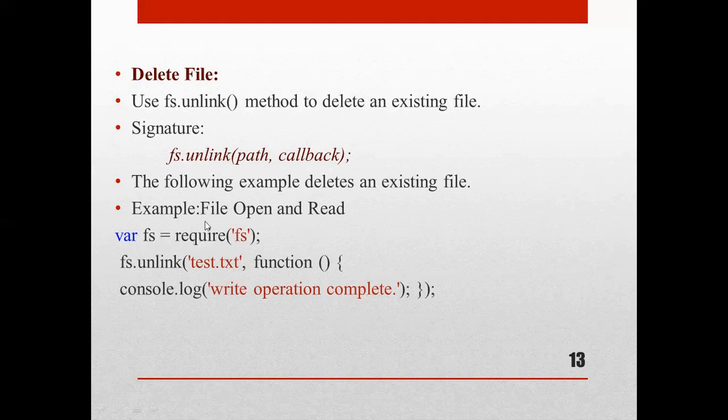First we have to import the fs module using the require function, then use fs.unlink. Inside the bracket, give the path or the file name like test.txt and pass the function. Here this function is empty. Inside that function, write console.log that operation completed successfully. So using the unlink function, this will delete that file.